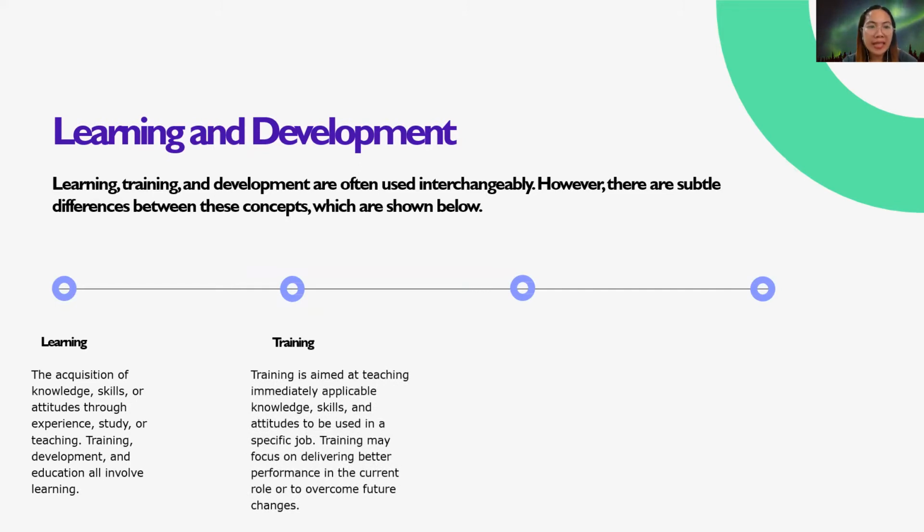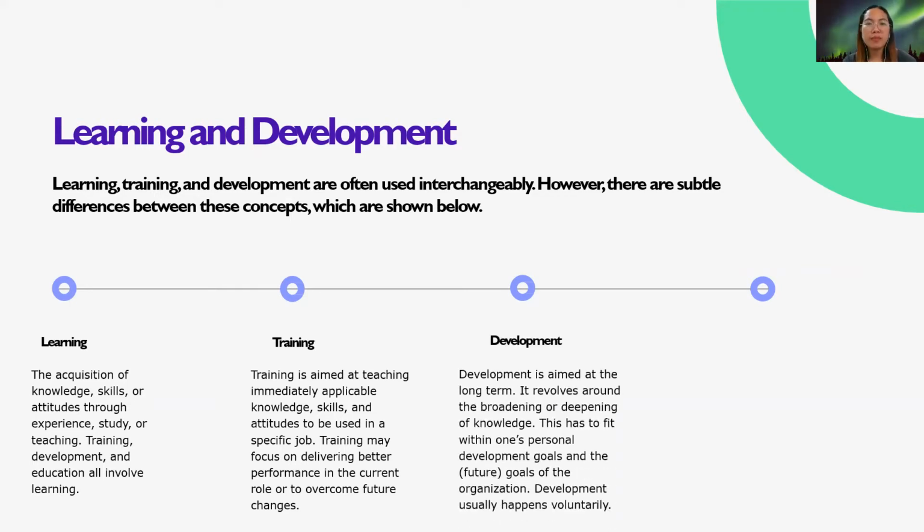And then we have the training. So under training, it is aimed at teaching immediately applicable knowledge, skills, and attitudes to be used in a specific job. Training may focus on delivering better performance in the current role or to overcome future changes. So pinaghahanda lang sarili mo to overcome the future changes. Let's say, for example, the future changes in your institution, something like that. No? Then we have the development.